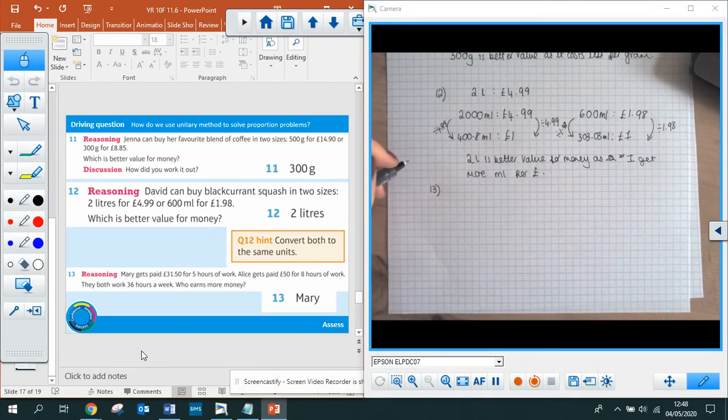Mary gets paid £31.50 for 5 hours of work. Alice gets paid £50 for 8 hours of work. They both work 36 hours a week. Who earns more money? Okay.